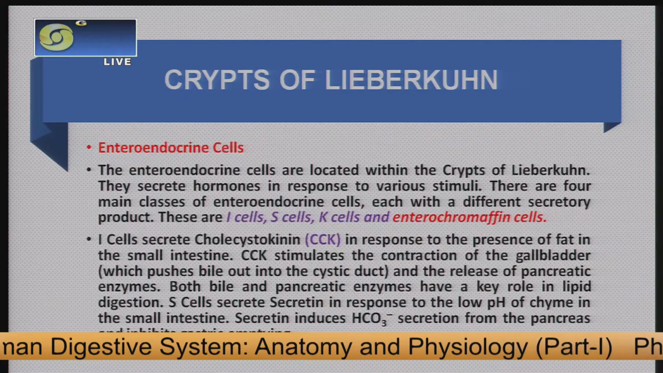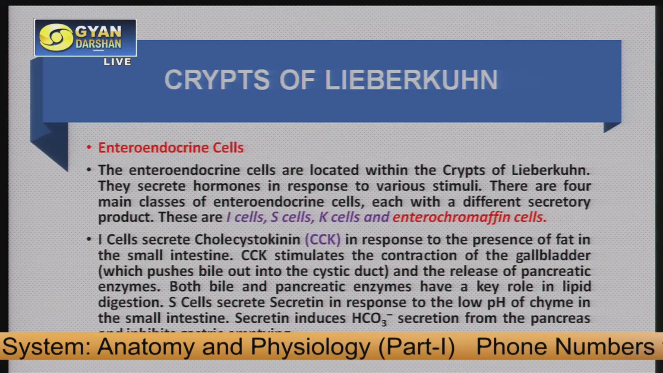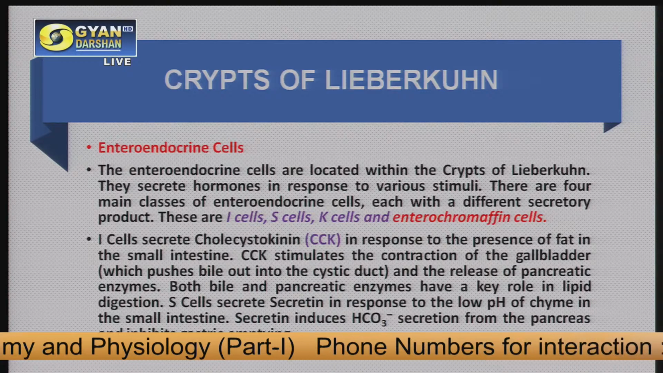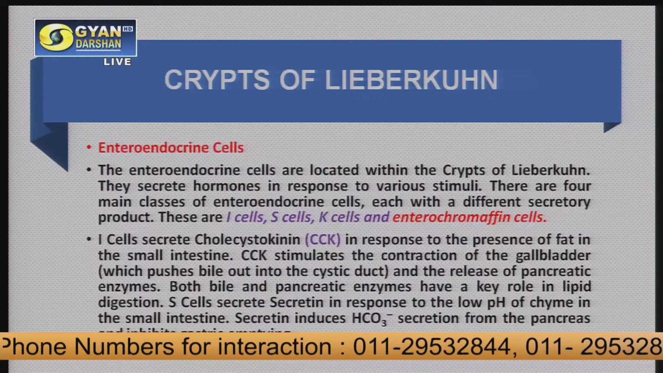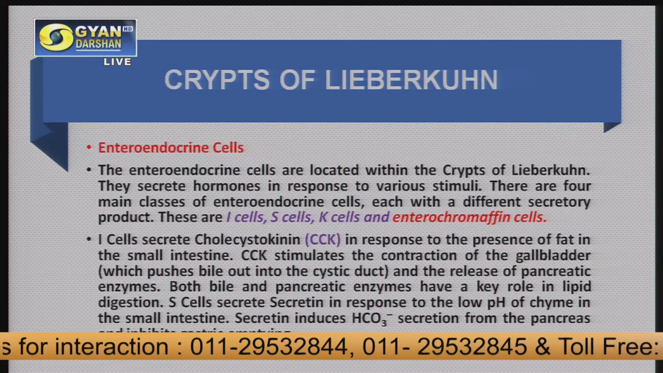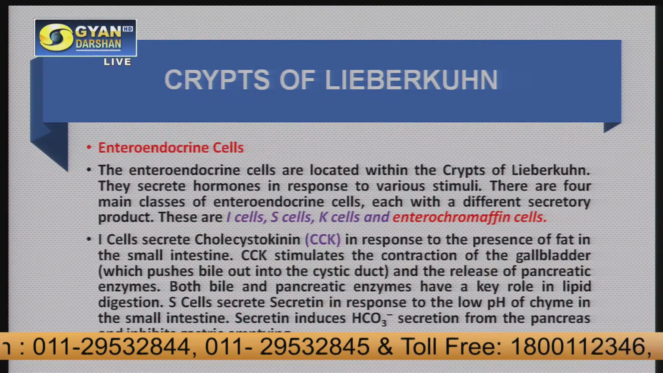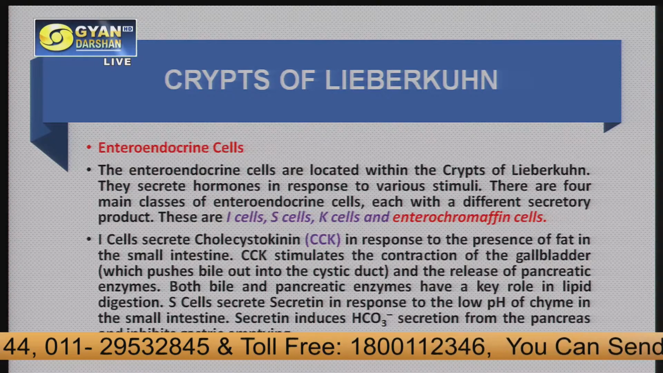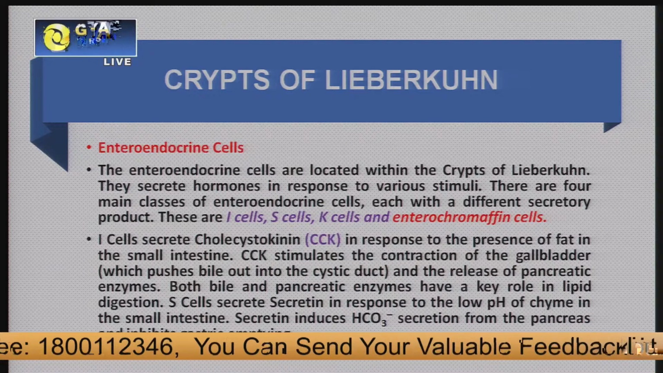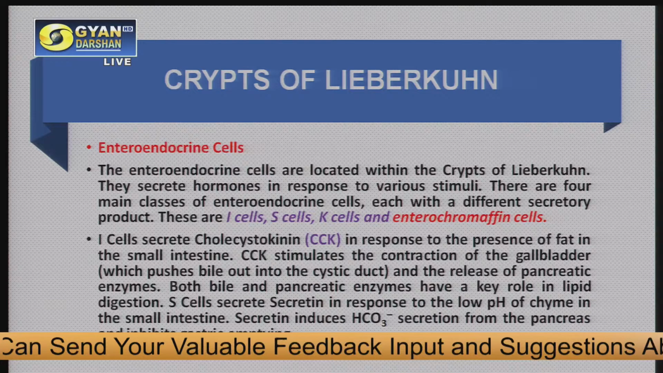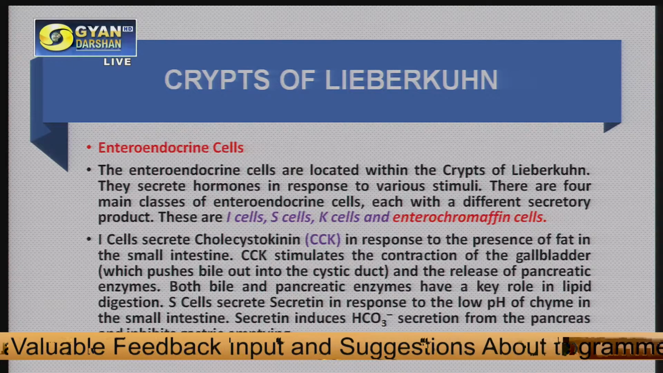Now I just want to highlight cholecystokinin, that is CCK. This is a pancreatic enzyme stimulator. Now both bile and pancreatic enzymes have an important function in lipid digestion. And S cells, I cells, K cells, and enterochromaffin cells. S cells secrete secretin in response to the low pH of chyme in the small intestine. Secretin stimulates bicarbonate secretion from the pancreas, and it inhibits gastric emptying.